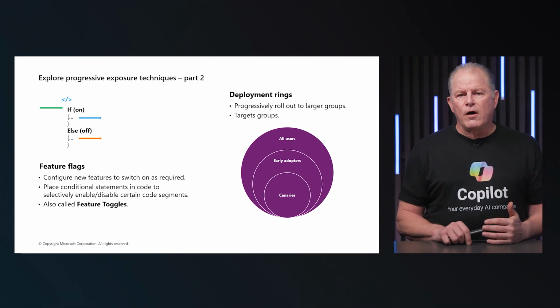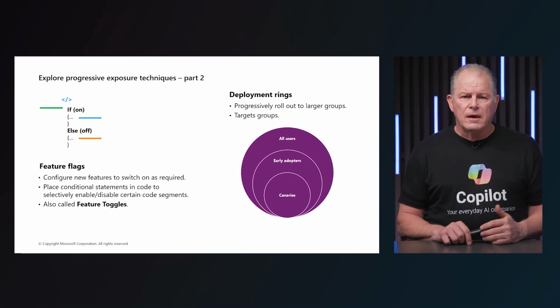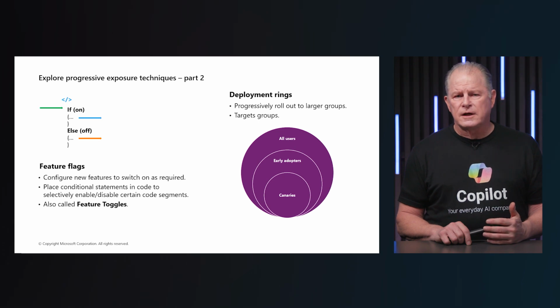Deployment rings involve rolling out changes to different groups of users in stages, starting with a small group and gradually expanding to larger audiences. This approach helps identify and address issues early in the deployment process, reducing the risk of widespread impact. At Microsoft, we use this all the time before we release code to our customers.